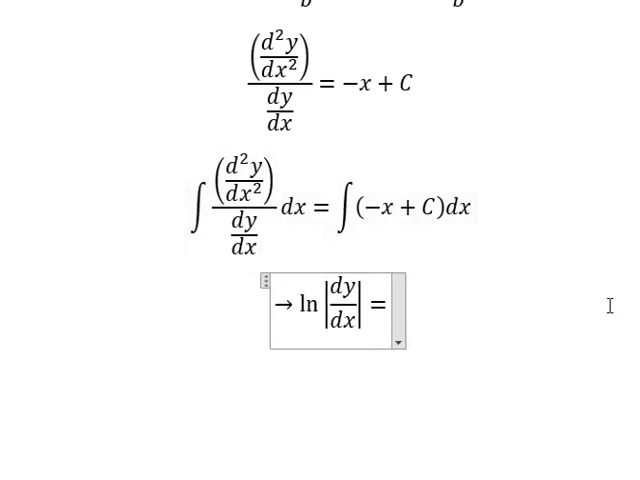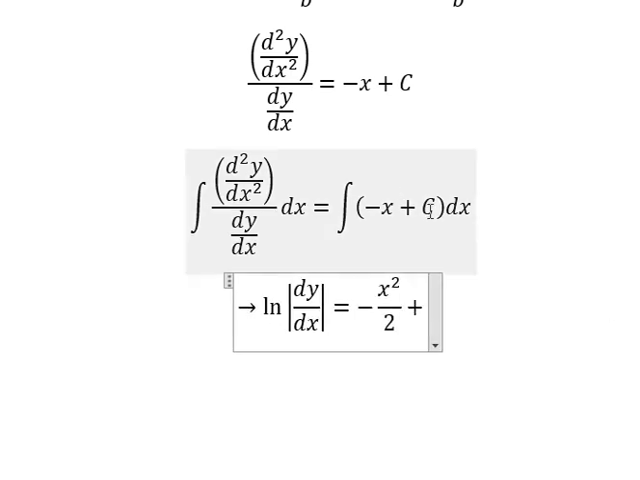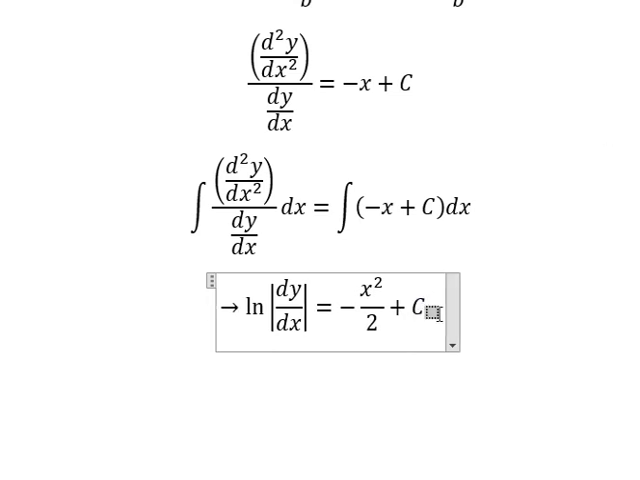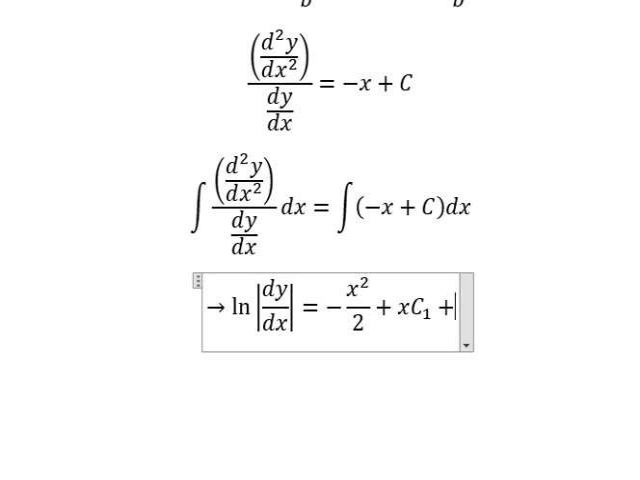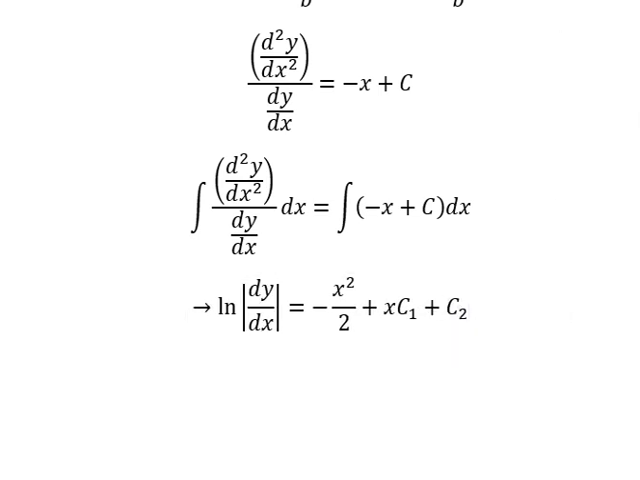The integration of s, we have s squared over 2. Now we have the constant number 1, that is c1 with s, and we have c2, that is the constant number 2. And this is the final answer.